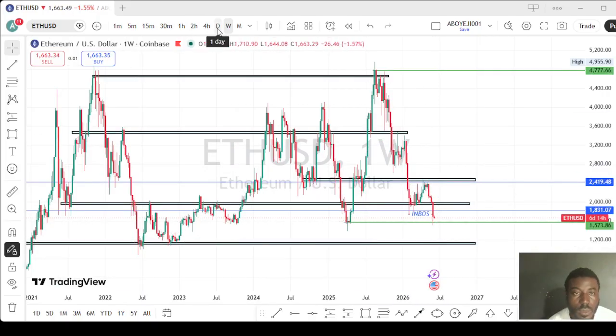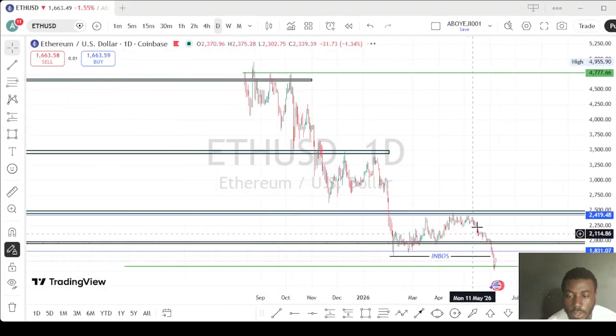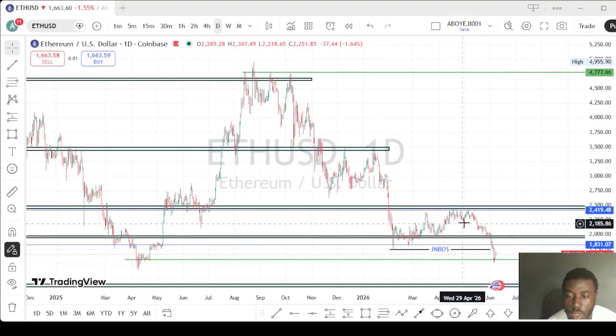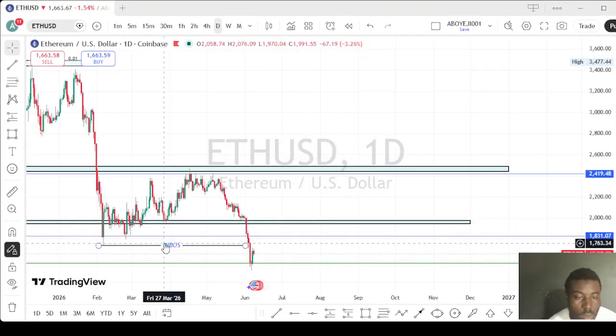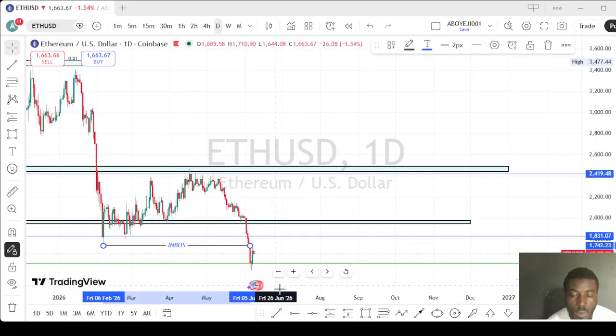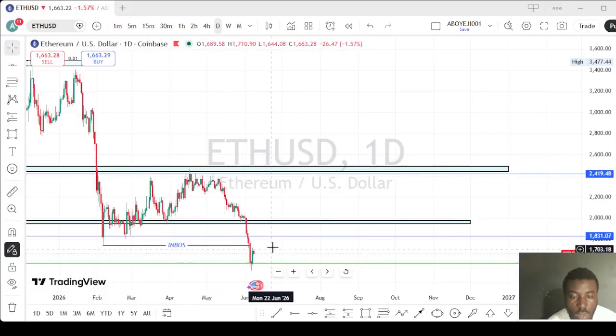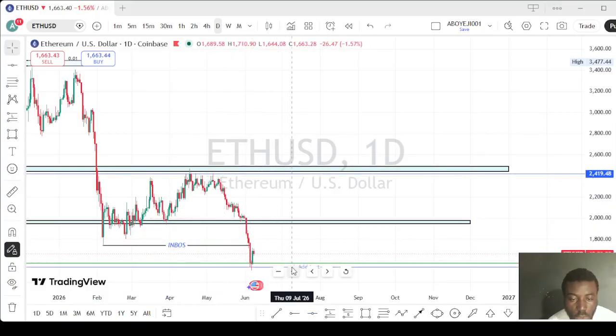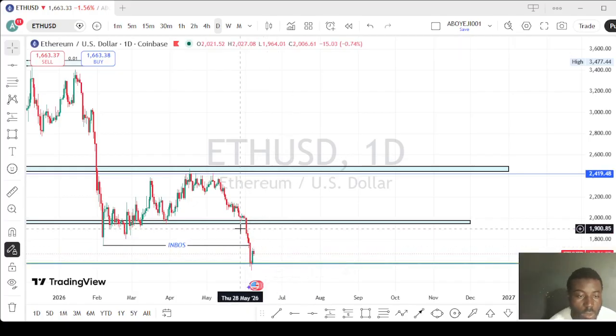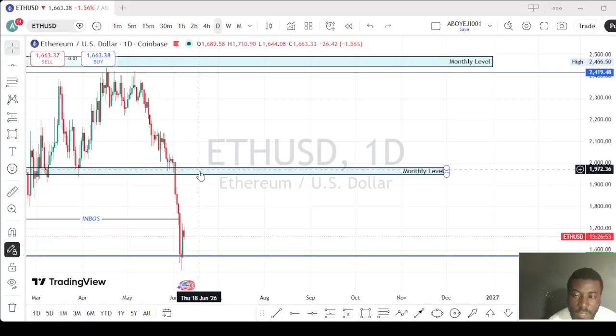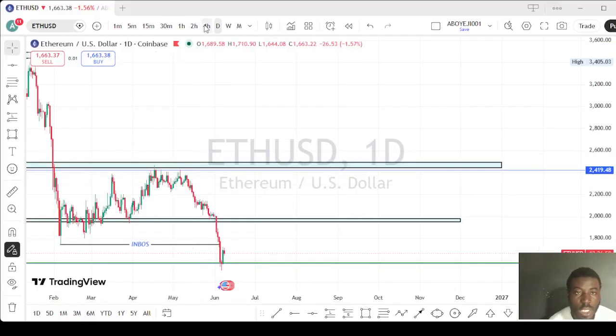So on the daily time frame, we can say this is our swing high because it gives us a break of structure. We can say this is our swing high, and this has turned to a turning point, which is our swing low here. So let's be expecting another sell from this monthly key level here.